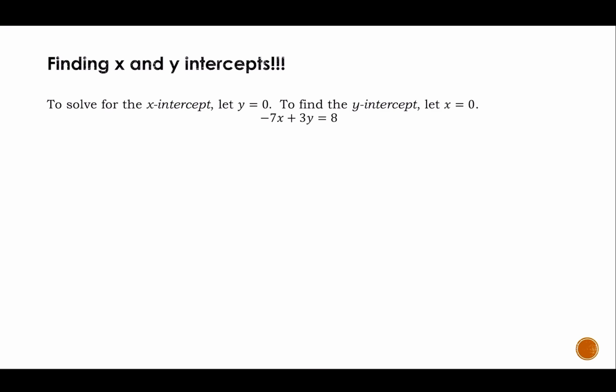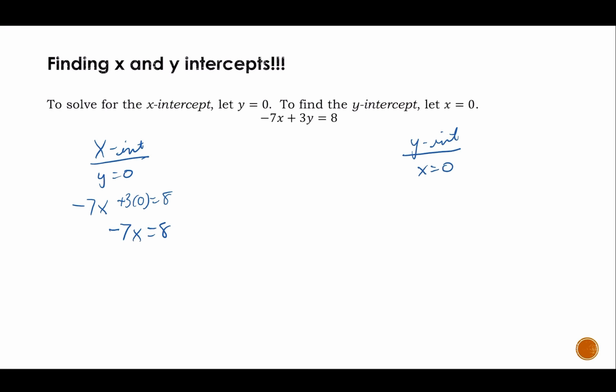Again, I have negative 7x plus 3y equals 8. So to find my x-intercept, I let y equal 0. And to find my y-intercept, I let x equal 0. So I have negative 7x plus 3 times 0 equals 8. So negative 7x equals 8. I divide both sides by negative 7. So x is negative 8/7. Negative 8/7 is my x-intercept when y is 0.